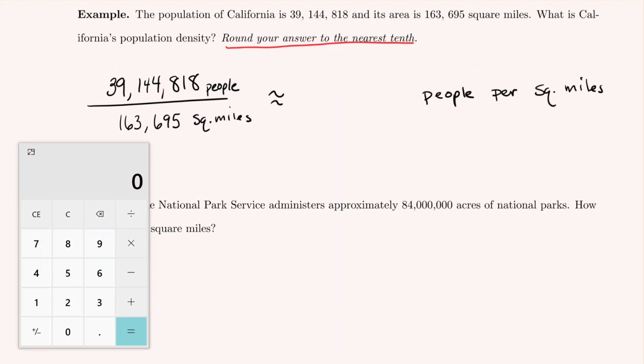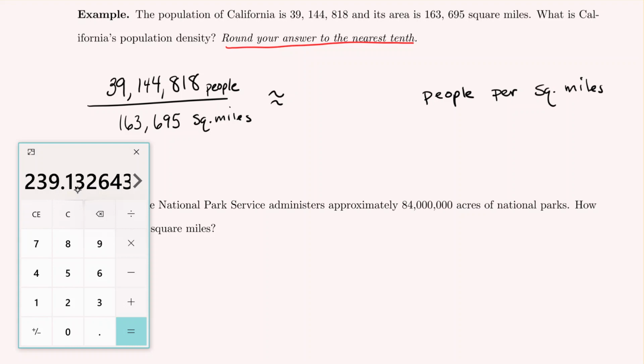So now calculating this, we'll carefully type it into the calculator. Divided by 163,695. And we get 239 point, and now we have to decide to round to the tenth. That's the first decimal place. So you look one past, and if this number is less than 5, you stay the same, which it is, so you're going to stay at 239.1.